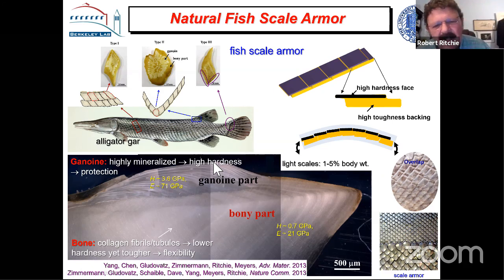But of course, nature does it by means of a gradient. This is in this particular scale, which is the alligator gar. It's all mineralized collagen, but the mineral content is much higher near the surface. You can see it's much, much harder.